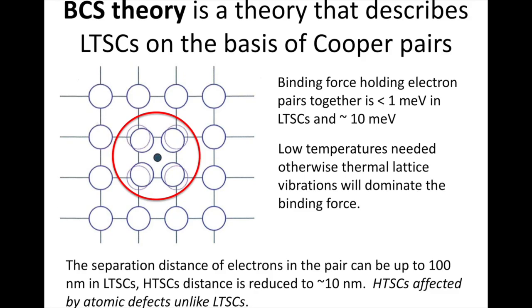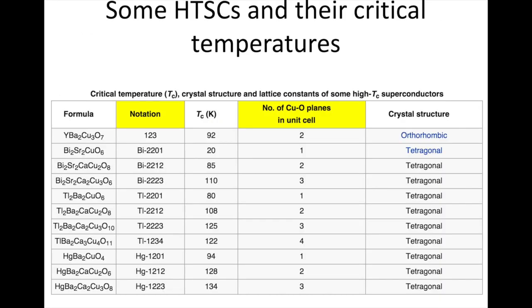And so when we compare the two classes, high temperature superconductors are much more affected by defects in the lattice, right? If we have a lattice defect that's on the order of 10 nanometers, that can affect the binding of these electrons, and therefore defects in these ceramics, these high temperature superconductors, can greatly affect the superconducting properties.